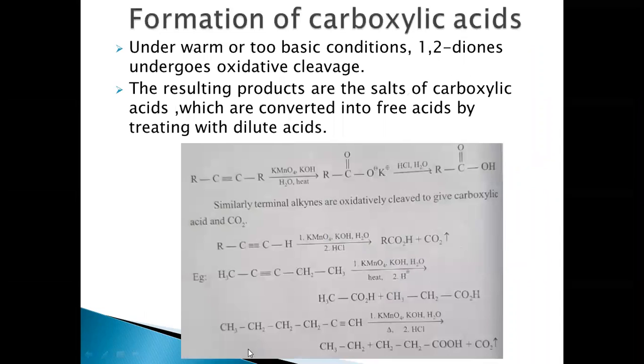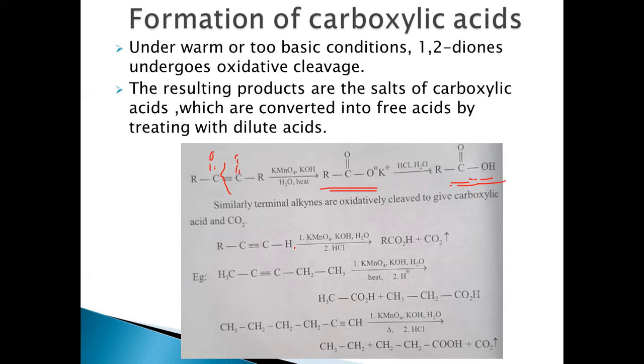When we are carrying out this oxidation in basic conditions or in warm conditions, these 1,2-diones which are formed here undergo oxidative cleavage. So the cleavage is happening here after the formation of these 1,2-diones, resulting in the formation of the salts of carboxylic acids, RCOO minus K plus, RCOO minus K plus, which on further treatment with acid give you these carboxylic acids. So in that case, we are getting the 1,2-diones. In this case, we are getting the carboxylic acids.